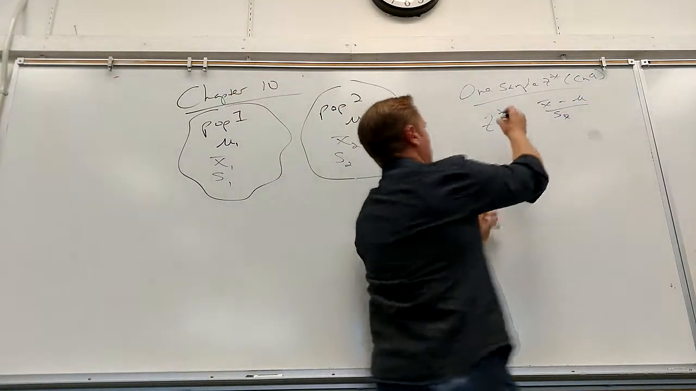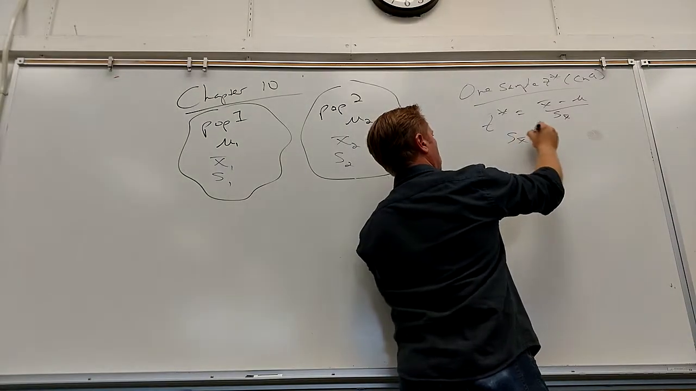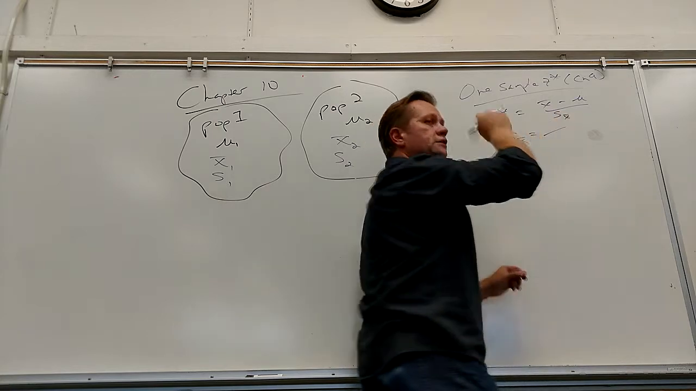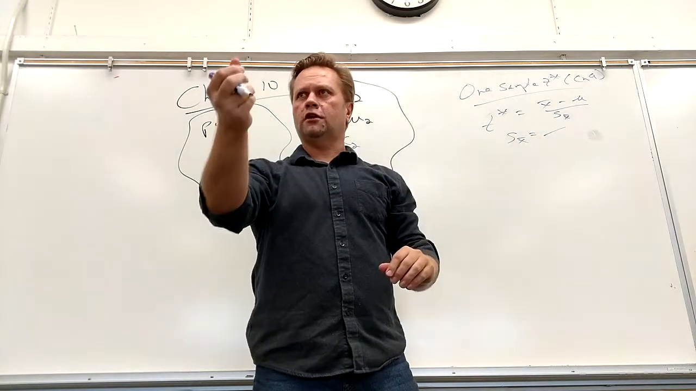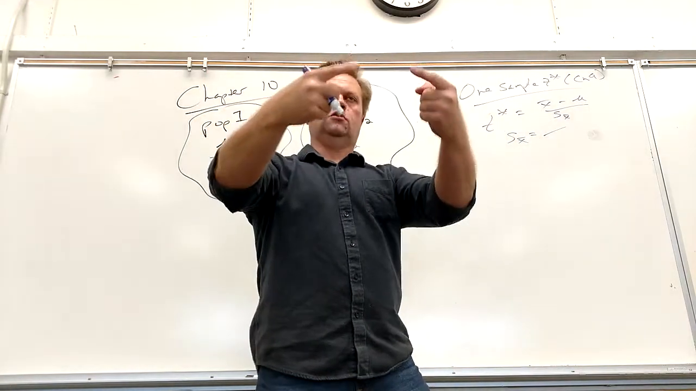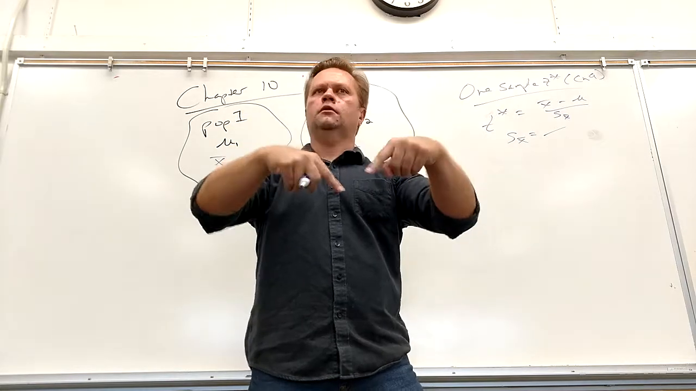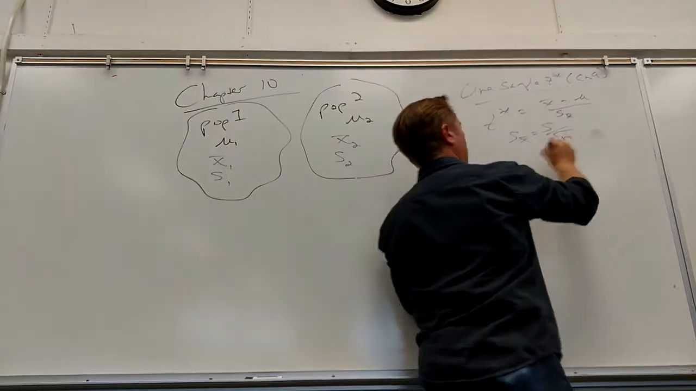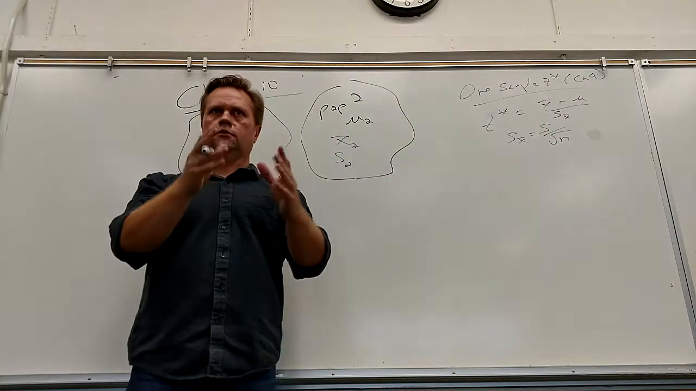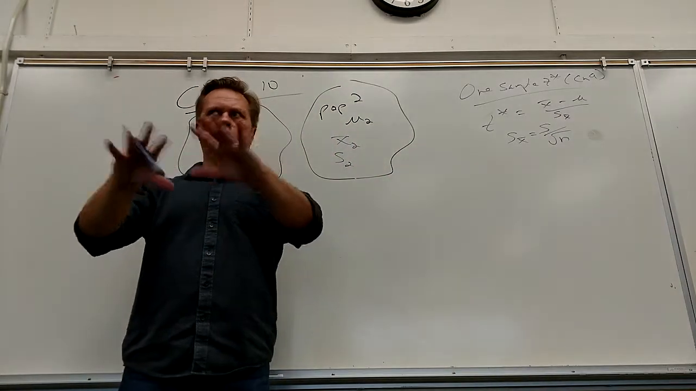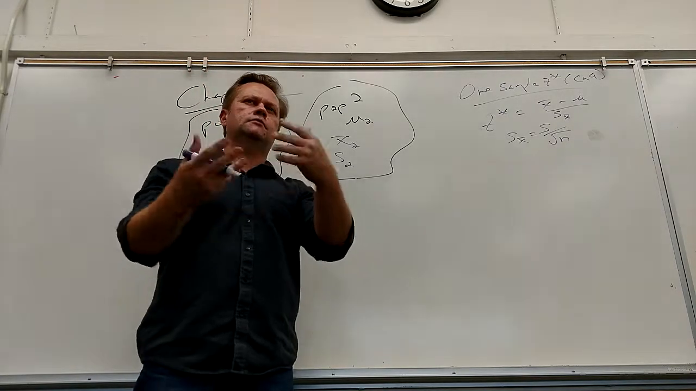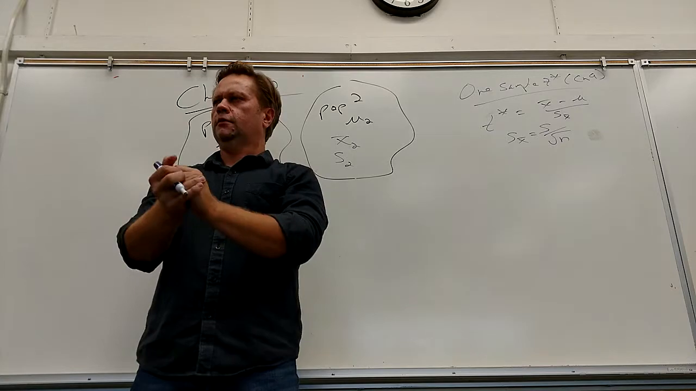Where S sub x bar was what? So we have to adjust the standard deviation. You take the old standard deviation divided by square root of n. Is that cool? That's what we did before. That was step 4 in the hypothesis test: calculate the test statistic.